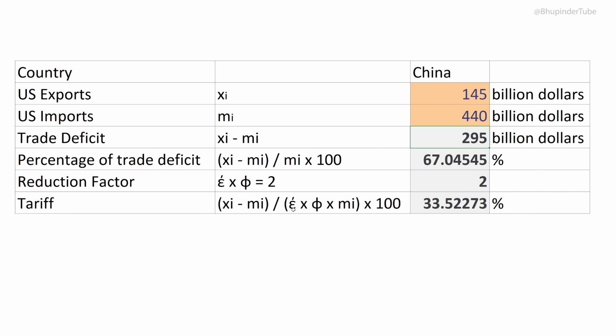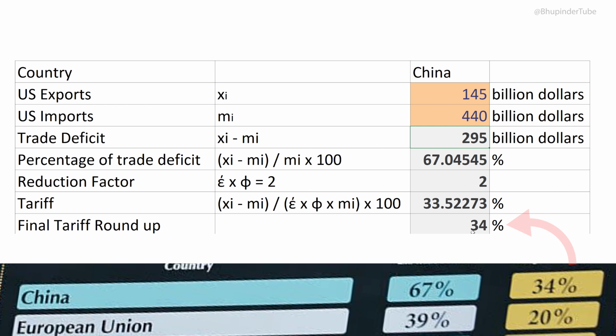And then if you divide that by 2, it becomes 33.5%. But because Trump likes round numbers, he simply rounds it up to 34%. And that's exactly the same figure on the chart.